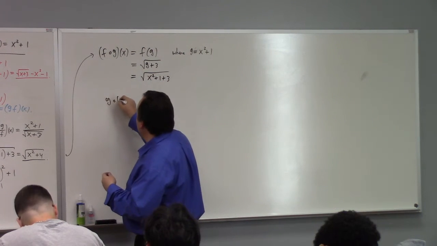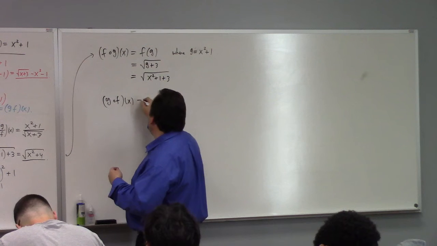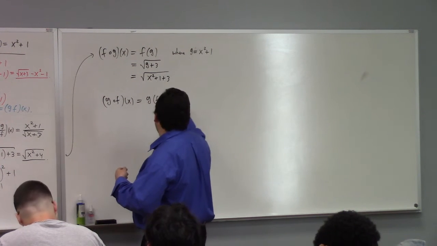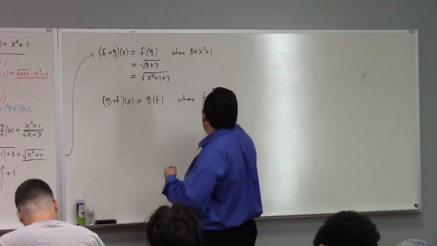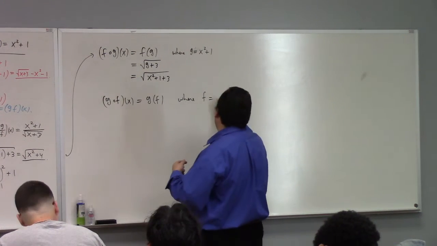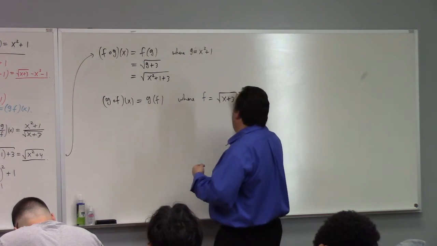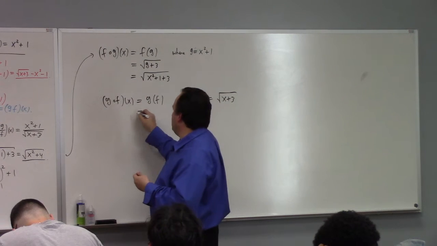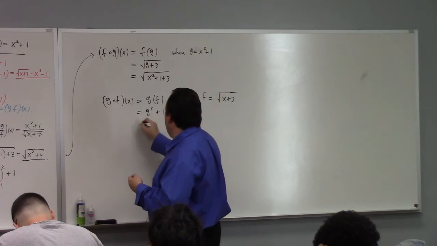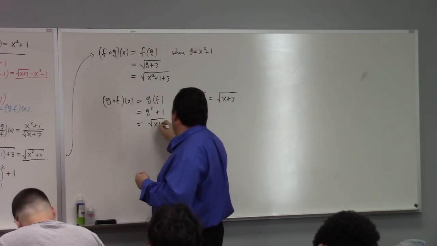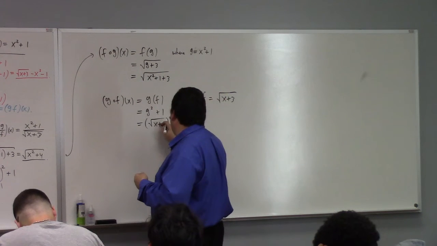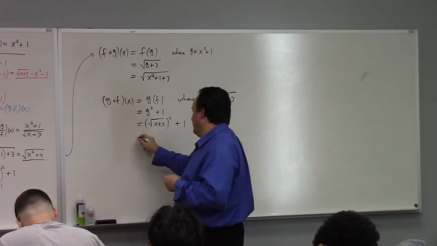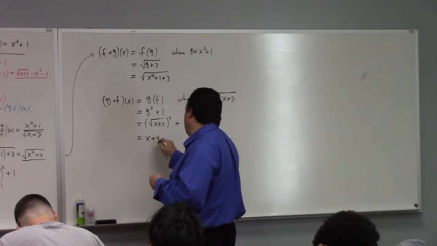In contrast, g of f of x, we can think about that as g of f, right? Where f is equal to, what was it? A square root of x plus 3. And so what is g of f? Well, it is g squared plus 1, yeah? And that is the square root of x plus 3 squared plus 1, which of course gets us back to x plus 4.